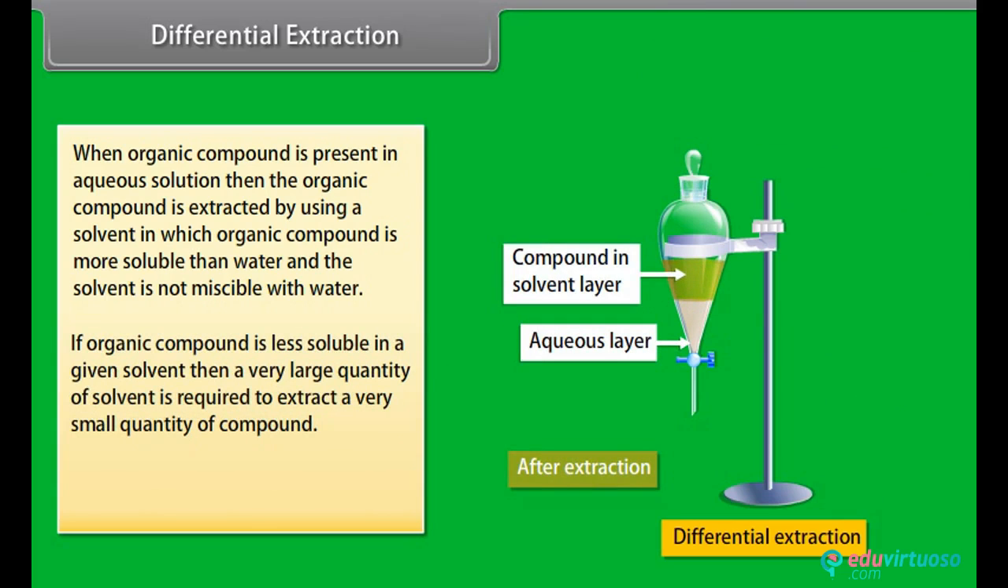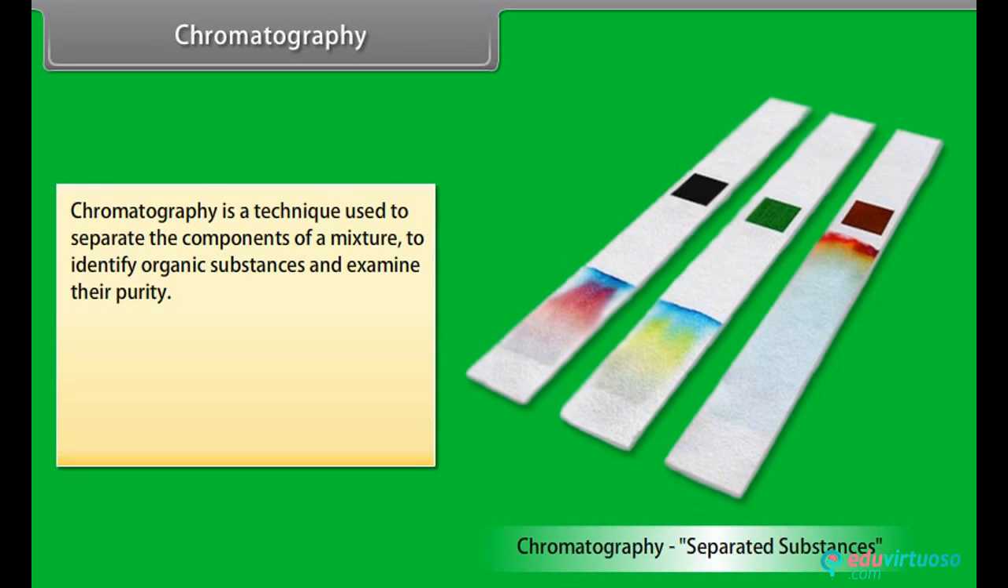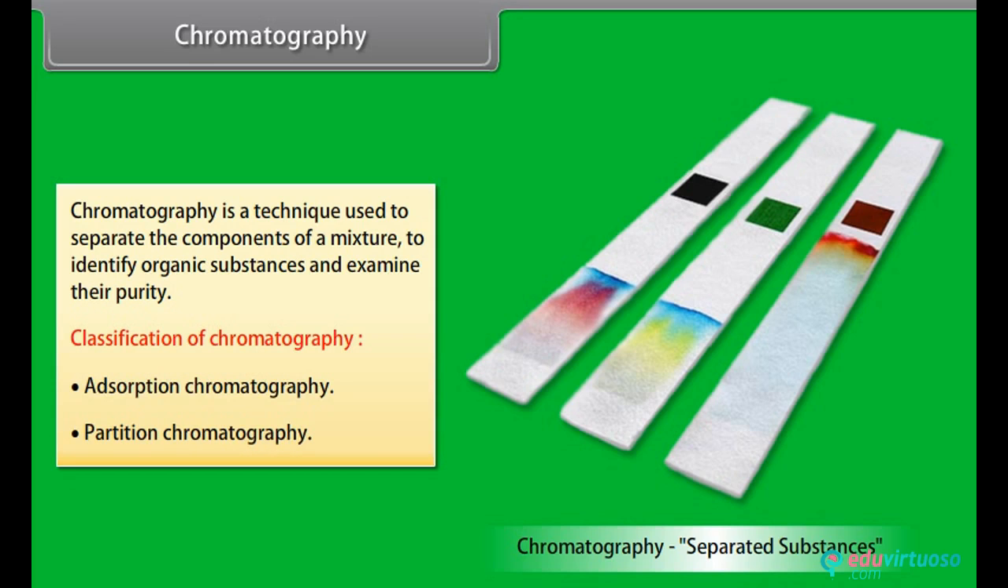If the organic compound is less soluble in a given solvent, then a very large quantity of solvent is required to extract a very small quantity of the compound. This technique is known as continuous extraction. Chromatography. Chromatography is a technique used to separate the components of a mixture to identify organic substances and examine their purity. Classification of chromatography: adsorption chromatography and partition chromatography.